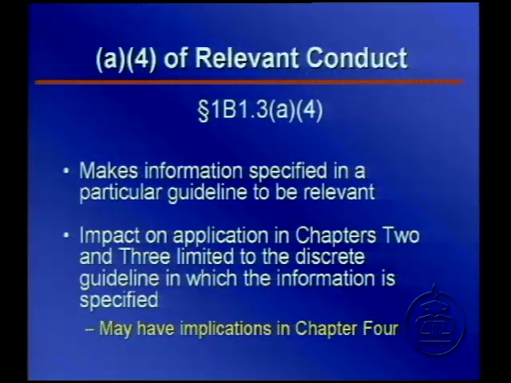Sure, Rachel. And 1B1.3A4 focuses on, as we saw a little bit earlier, any other information specified in the guidelines. So while we've been talking about 1B1.3A1, A2, and A3, what A4 is looking to is any acts beyond the 1B1.3A1, A2, and A3 situation. You're mostly going to be focused on this in the application in Chapters 2 and 3, and they're going to be limited to discrete guidelines in which the information is specified. Now, they may have some limited impact on Chapter 4 for some guidelines, but in reality, you're really going to be focused on this in Chapter 2.